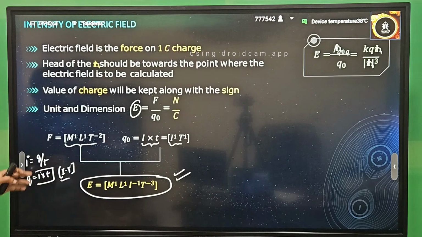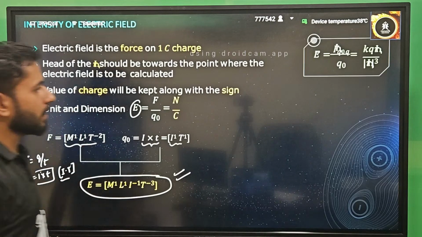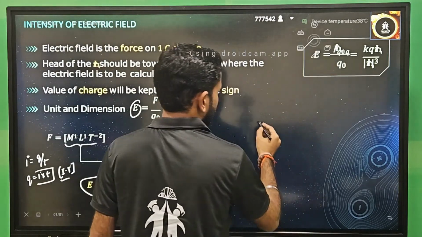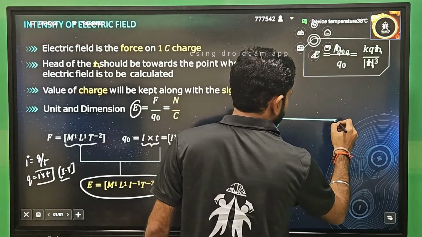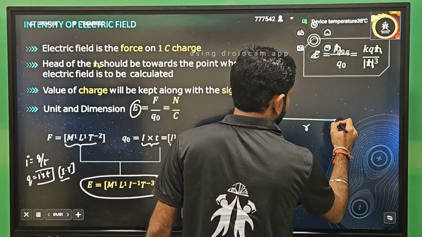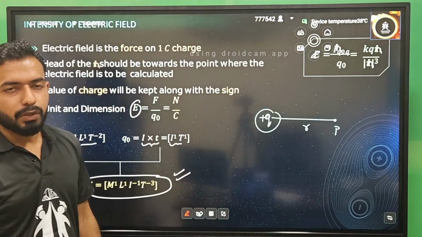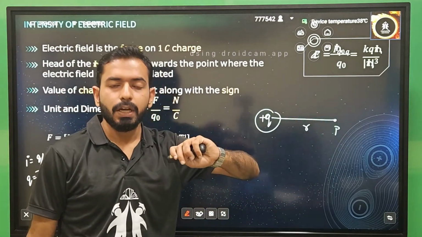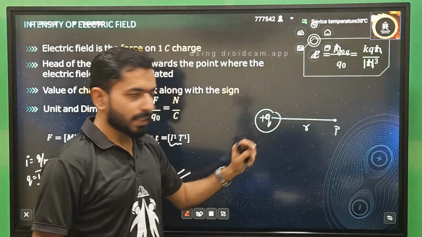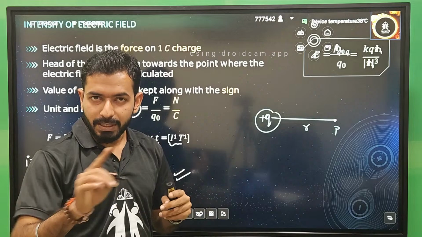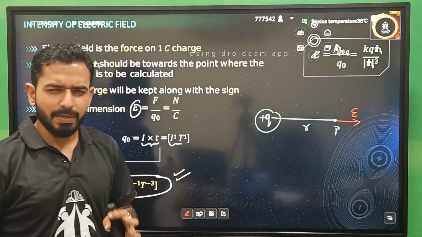Now these are some basic things. Electric field is the force on 1 Coulomb charge. Now I will tell you how to write the directions. Let's suppose here is a positive charge, and at a distance R, at point P, I ask you what will be the direction of the electric field. You will assume you are the observer standing here, and you are always positive. If you are positive and the source charge is also positive, what kind of forces? Repulsive forces. The same will reflect the direction for the electric field, same as the direction for force.